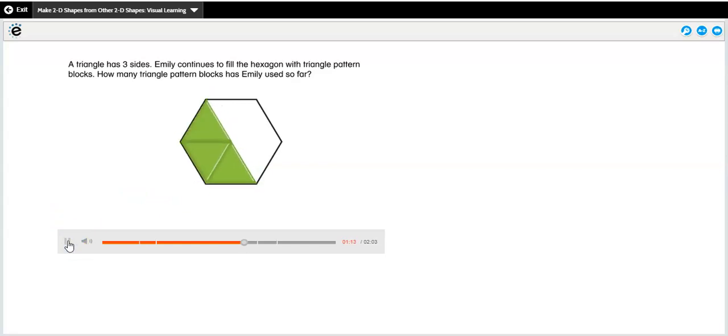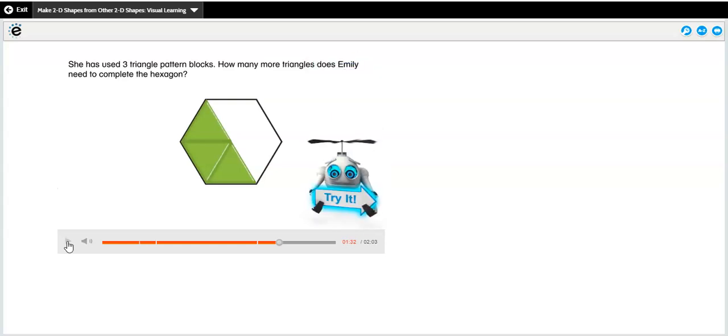Emily continues to fill the hexagon with triangle pattern blocks. How many triangle pattern blocks has Emily used so far? Okay, so she started filling the hexagon, but she hasn't finished yet. How many green triangles has she used so far? 1, 2, 3. So far, she's used 3 triangles to fill the hexagon. How many more triangles does Emily need to complete the hexagon?